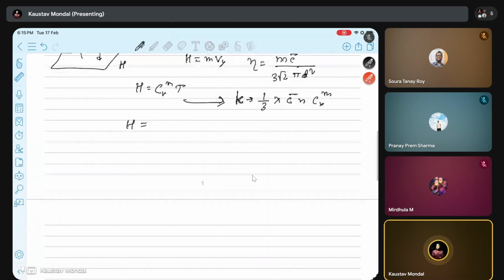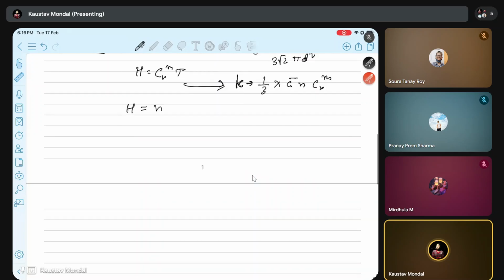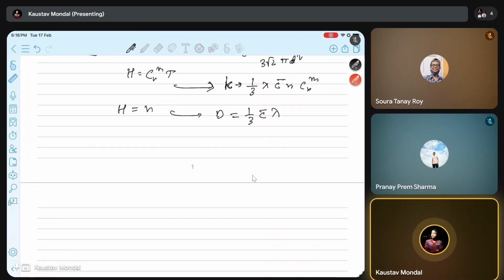Similarly, if h is n, then we calculated the diffusion coefficient. If h is n, the physical quantity is the concentration. In that case we calculated the diffusion coefficient, which is given by d equal to 1 by 3 c bar lambda. And lastly we have discussed molecular effusion.